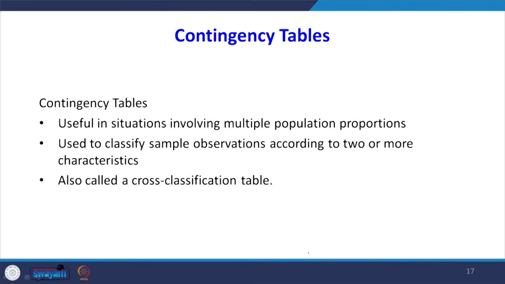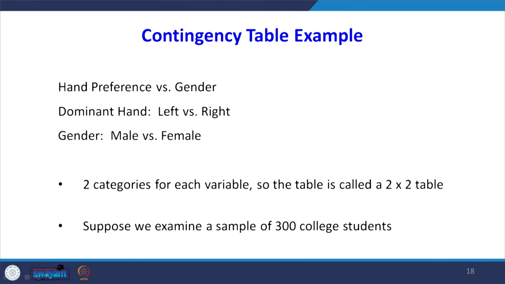It is used to classify sample observations according to two or more characteristics, also called a cross classification table. Another name for a contingency table is cross classification table. We will solve one example here. This is also similar to our previous problem.